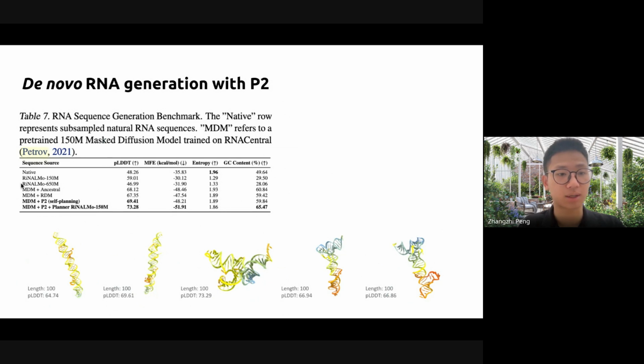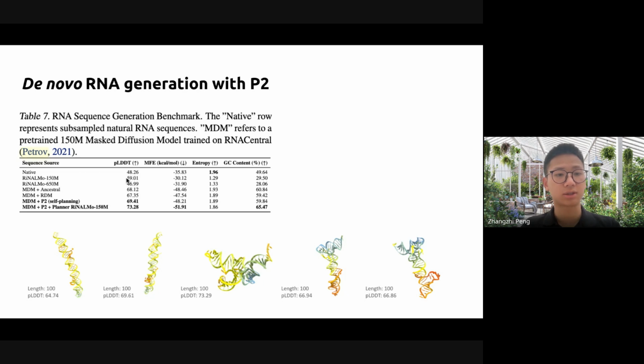We have a couple of baselines. One is this BERT, which is just a basic language model, 150 million and 650 million. And then we train a masked diffusion model on non-coding RNA sequences. I think it's from RNAcentral, probably about 20 million sequences. We trained the 150 million version, and then we apply different sampling algorithms: RDM sampling, the P2 self-planning, and P2 plus the planner from a BERT, which is the 150 million version. We also have native sequences as a control here.